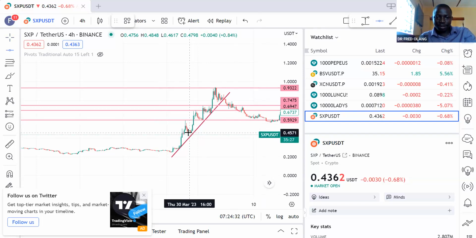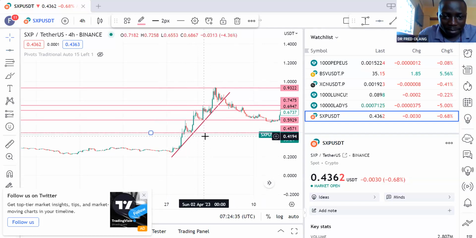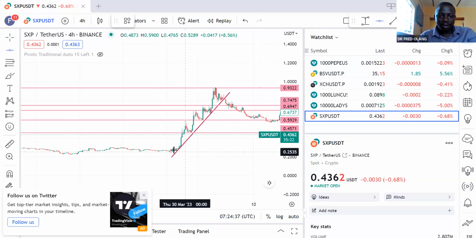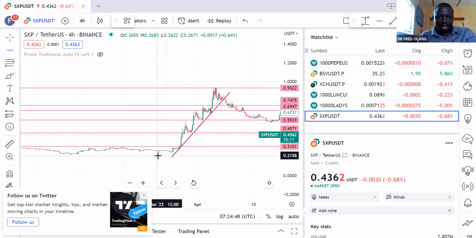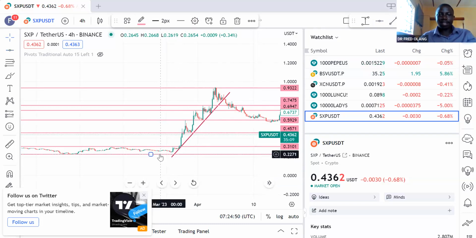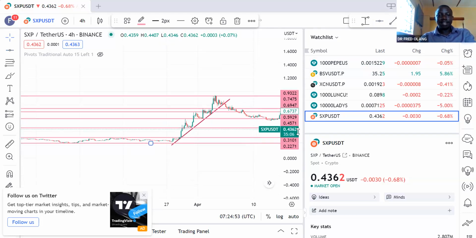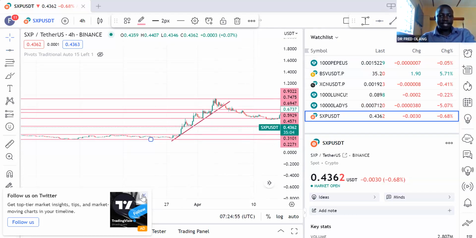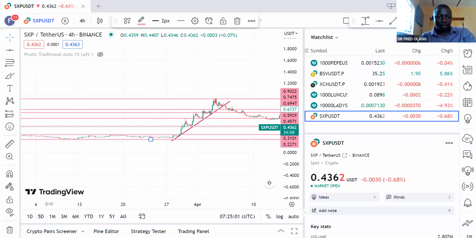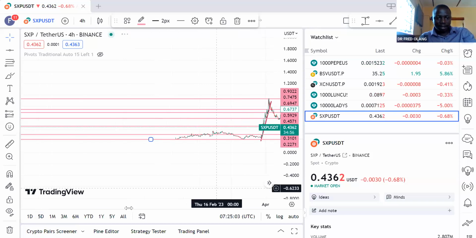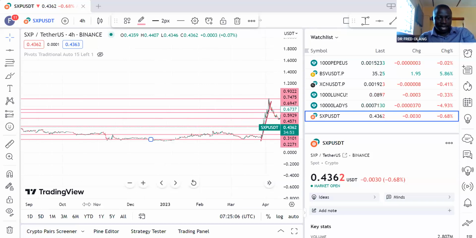If you can draw lines on them, it means that those are wonderful areas. When the market reaches there, you realize that it tries to fight. I've just used this point to draw my lines, but when I go back, you realize that the market respects these lines.